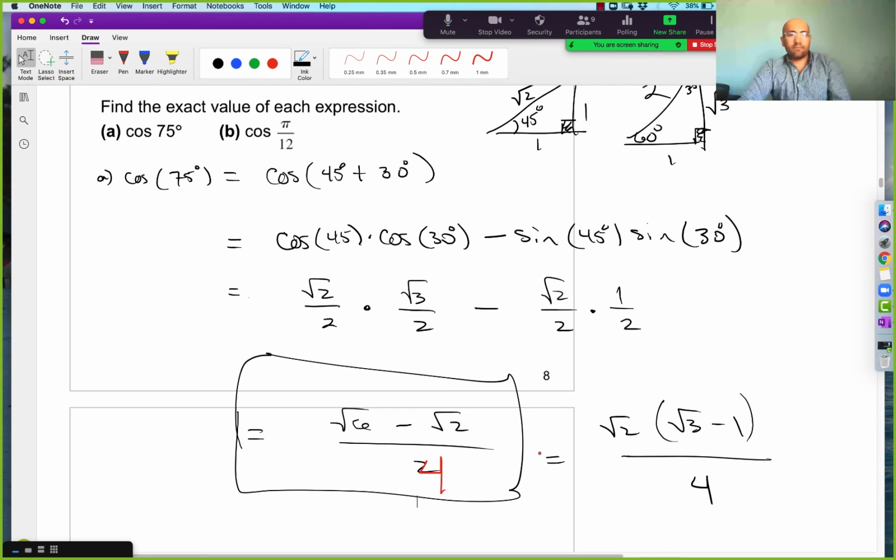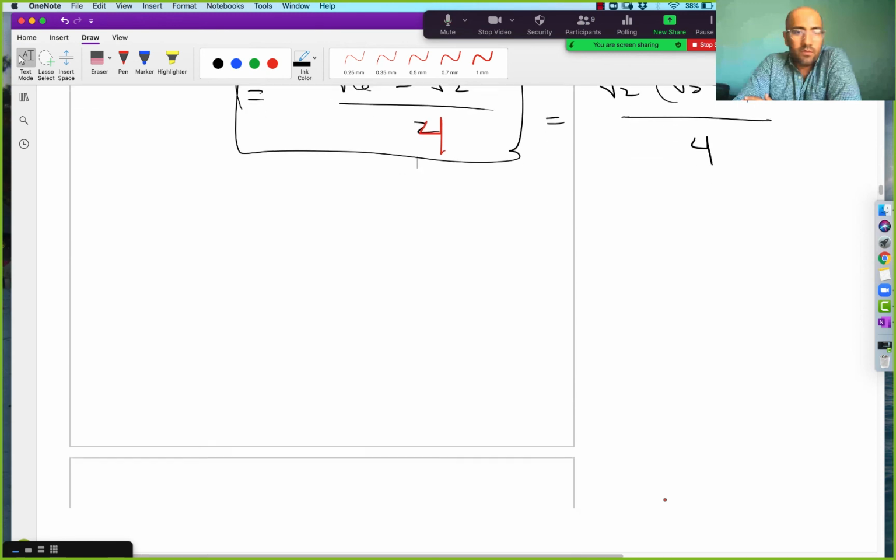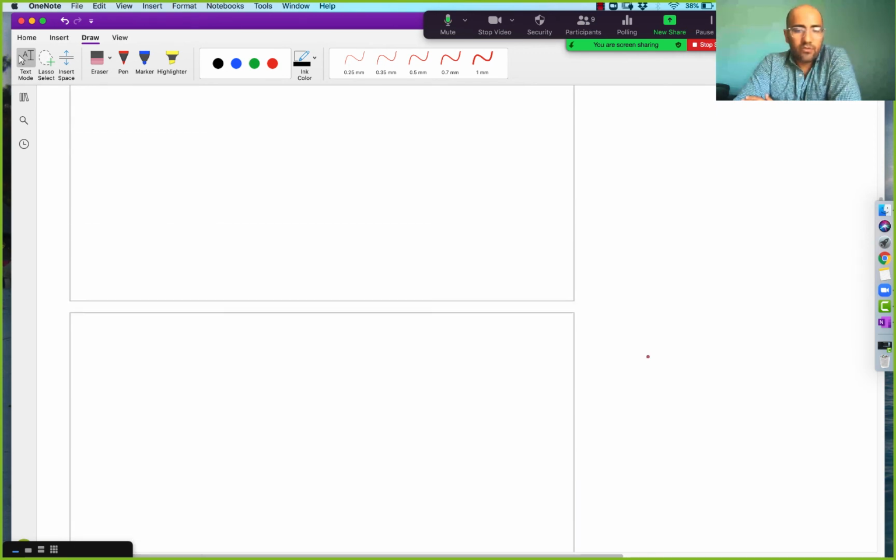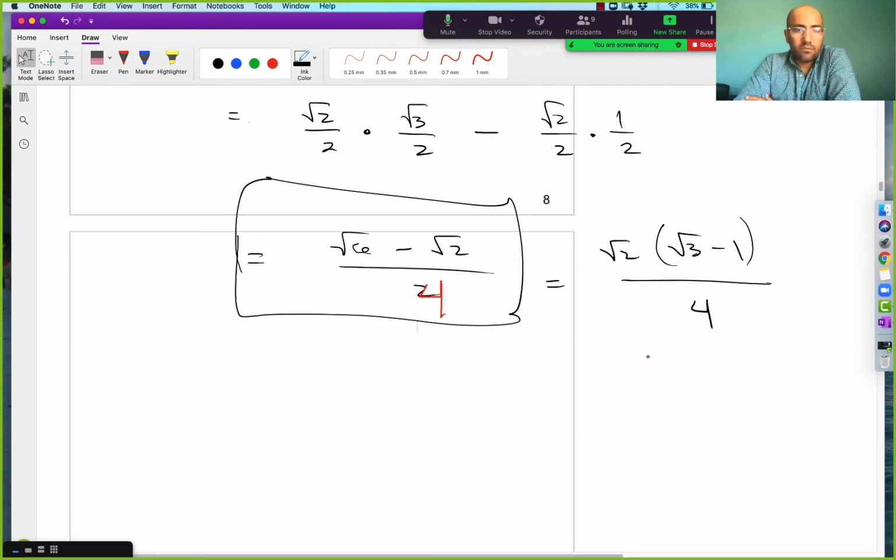Any questions? No. Let's check in on the author. What did he do? Root 6 minus root 2 over 4.